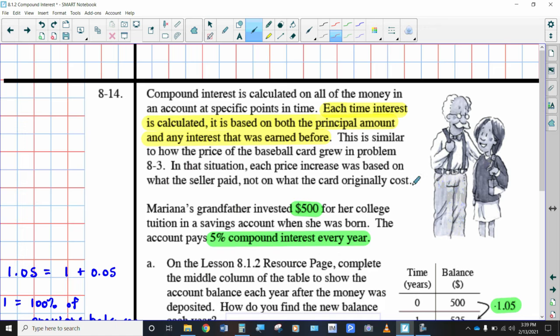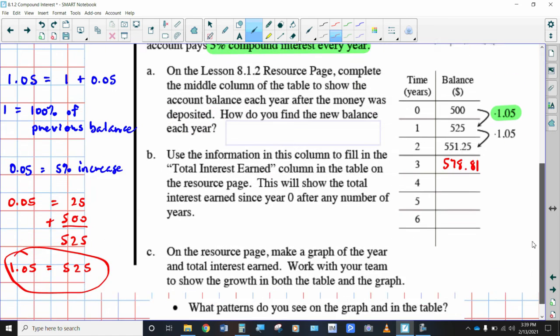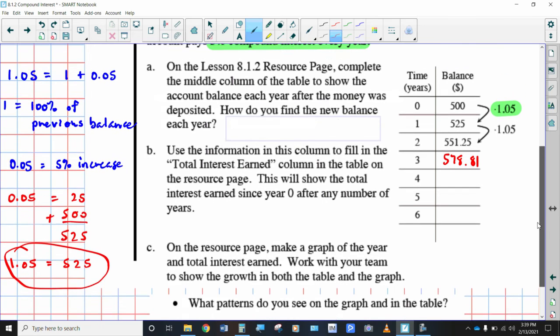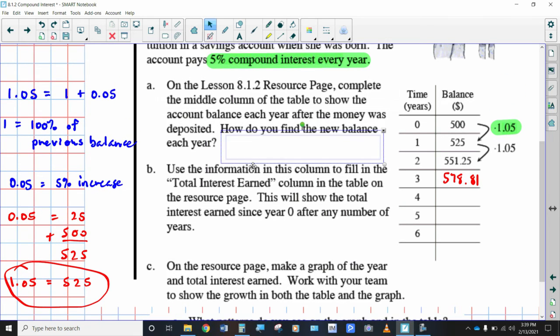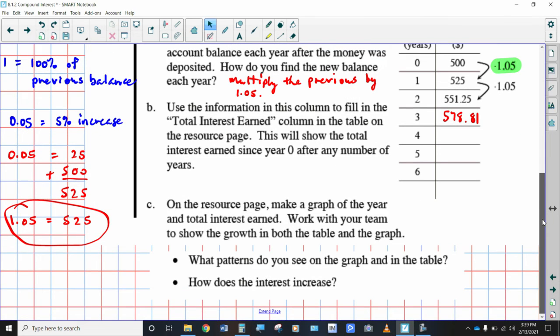All right, so let's come back to here, make sure we answer these questions. How do you find the new balance each year? Well, we find the new balance by multiplying the previous balance by 1.05. We've done all that. Yes, let's move on.